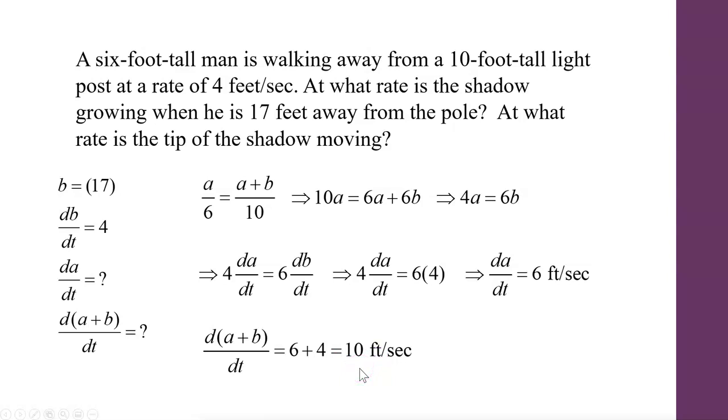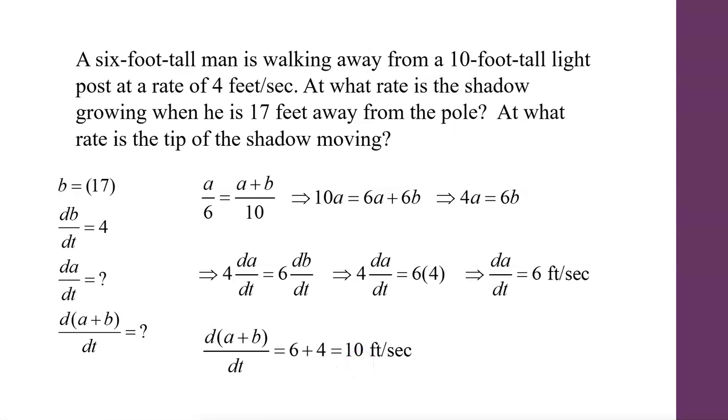So again, if I think about it, the shadow is growing at 6 feet per second. The man is walking at a rate of 4 feet per second. So the shadow's actually moving for two reasons. The man is walking, so the shadow would have moved even if it wasn't growing at a rate of 4, but it's also growing, so the tip is moving at a rate of 10, right?